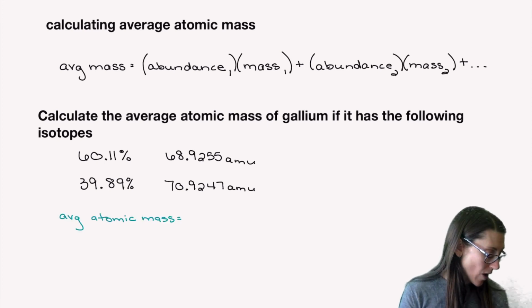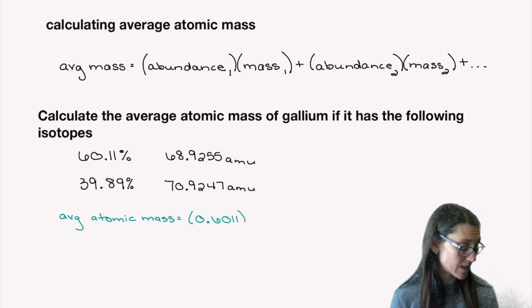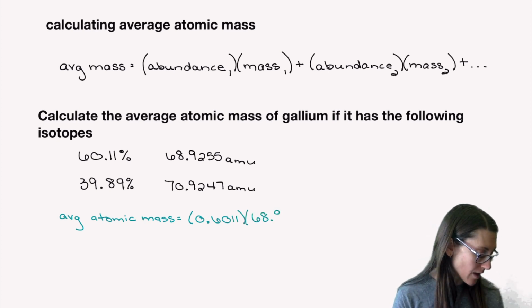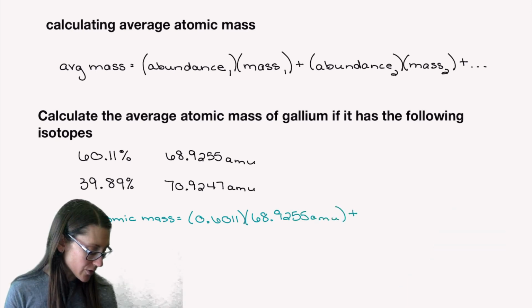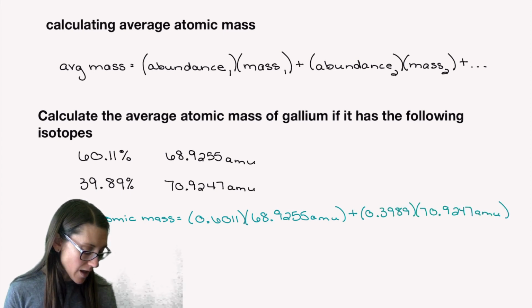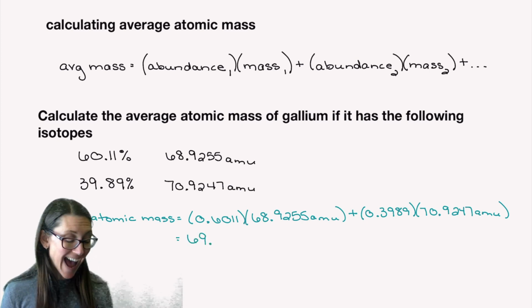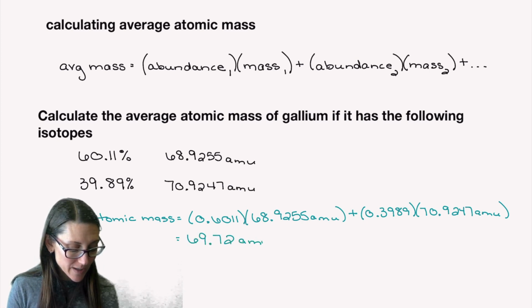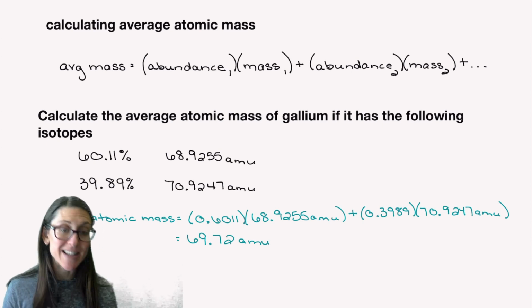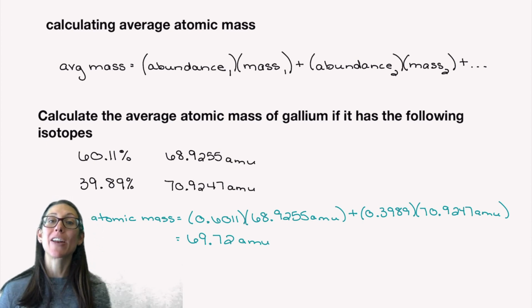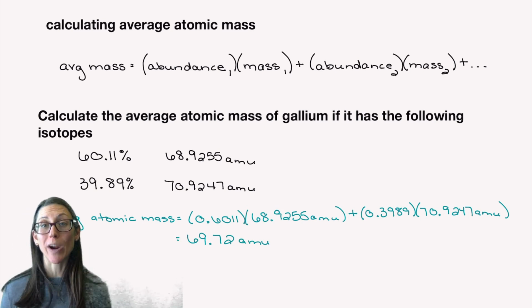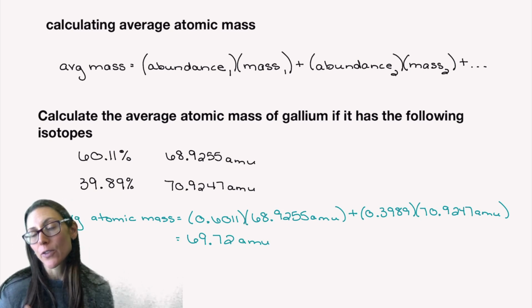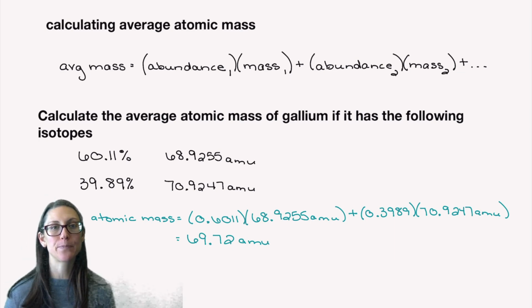So I will take the percent abundance and divide by 100, so it's in decimal form, and multiply that by the mass of that isotope. And then I will add that to the second isotope's abundance times mass. And since I only have 2 isotopes, I can stop there and add these up, and you get 69.72 AMUs as the average atomic mass. If I had a mole of these, it'd be 69.72 grams for that average atomic mass, which, if you look on the periodic table, matches for gallium.